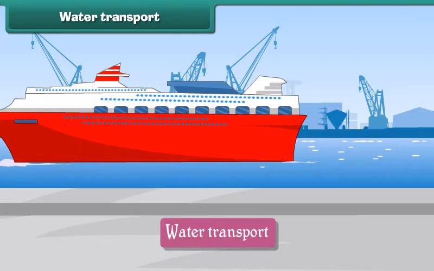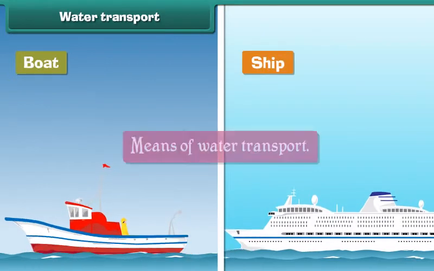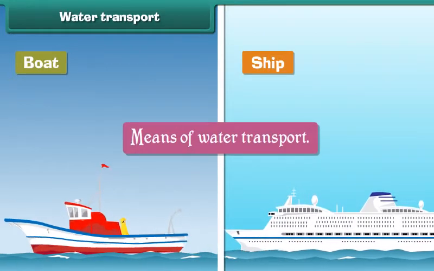The vehicles that carry goods and passengers through waterways are called means of water transport. Boats and ships are the means of water transport.